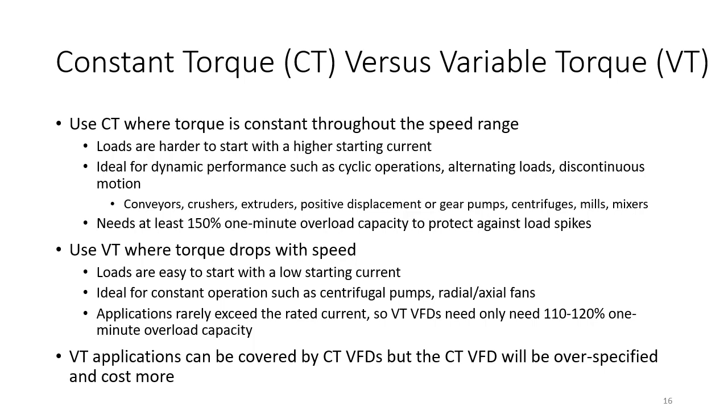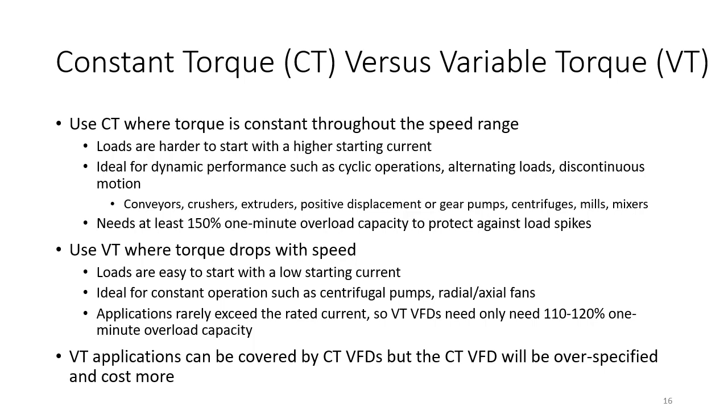So for many applications, people prefer to use VT or variable torque. With this system, the torque drops as the speed goes up. So this is good for loads which are easy to start with a low starting current. Very good for applications which need constant operation at a standard speed. So that includes things like pumps, radial or axial fans, because with these devices, typically you turn the fan or the pump on and it just runs at the same load without changing. And also, you're not too worried about how long it takes to start up because it's running continuously. So once it's running, it's quite easy to keep going, but also it has a relatively low starting current.